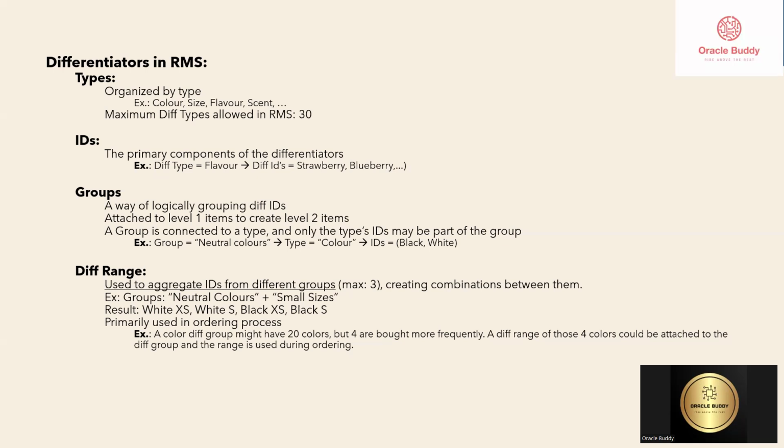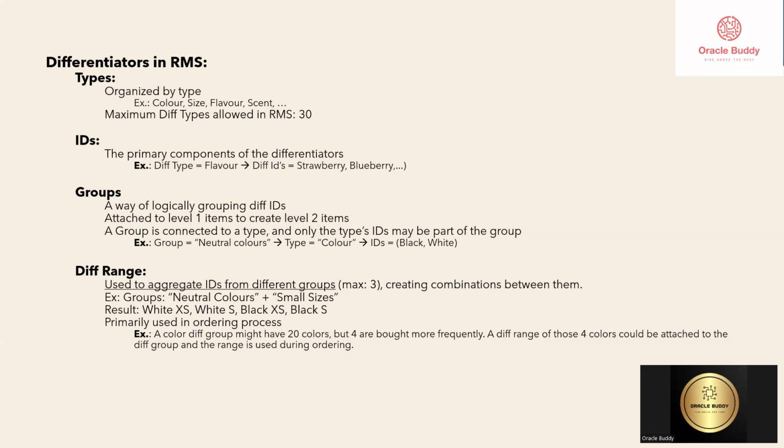Diff groups are a way of logically grouping diff IDs attached to a level 1 item to create level 2 items. A group is connected to a type, and only the type IDs may be part of the group. Suppose you want to group the differentiators, like neutral colors or dark colors, so you can group the differentiators into diff groups.